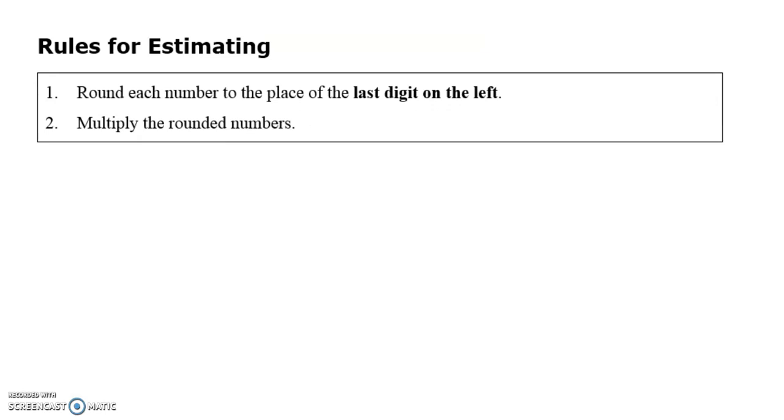If we want to estimate when we are multiplying, what we're going to do is round each number to the last digit on the left. So we're going to use front-end rounding, and then we'll multiply the rounded numbers. And that will allow us to see an approximation of what answer we should be getting when we multiply the actual numbers.